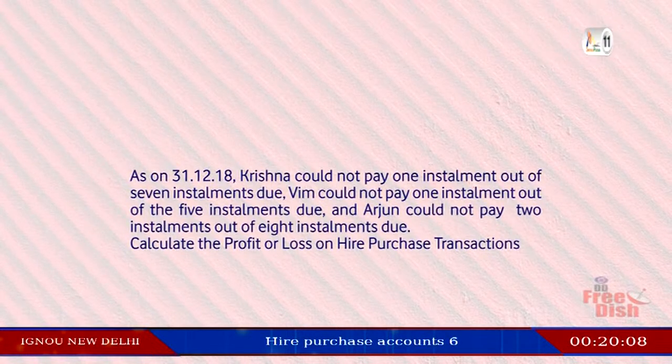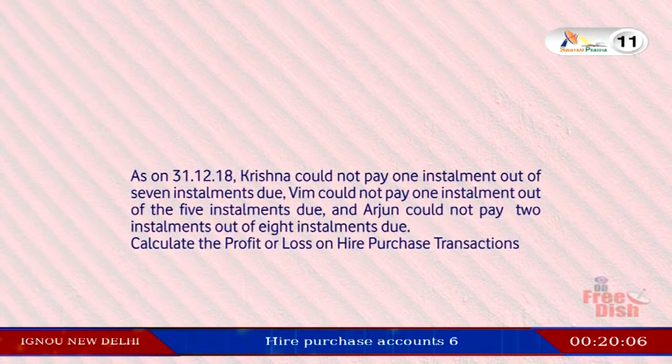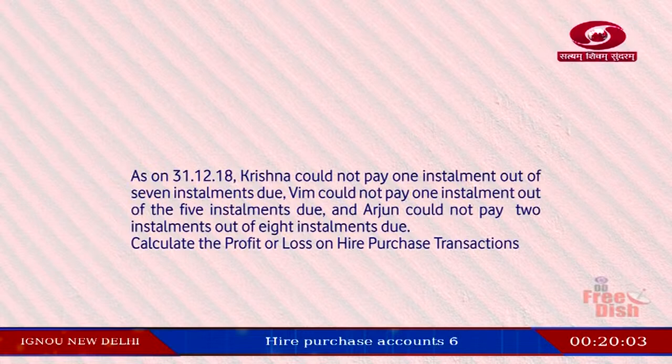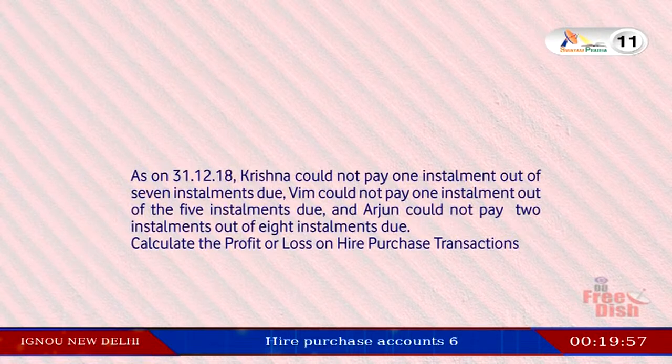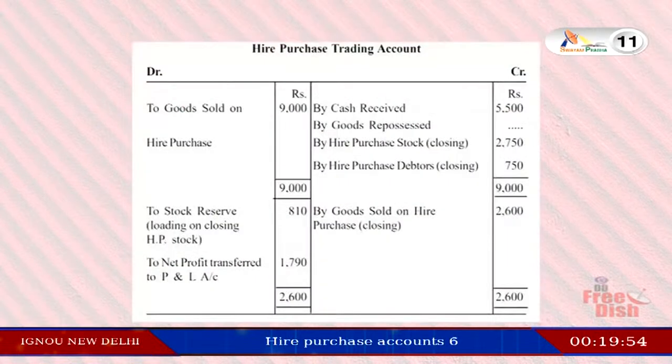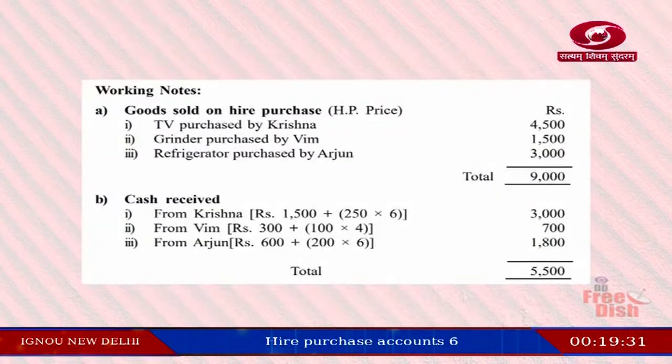Let us see how the system will evolve as far as recording the business transactions under the hire purchase system is concerned, for items which are of small value. Hire purchase trading account. Here, to goods sold on hire purchase, 9,000 rupees. We can easily calculate the amount of goods sold on hire purchase, 9,000. It is very simple: the TV has been sold against 4,500.